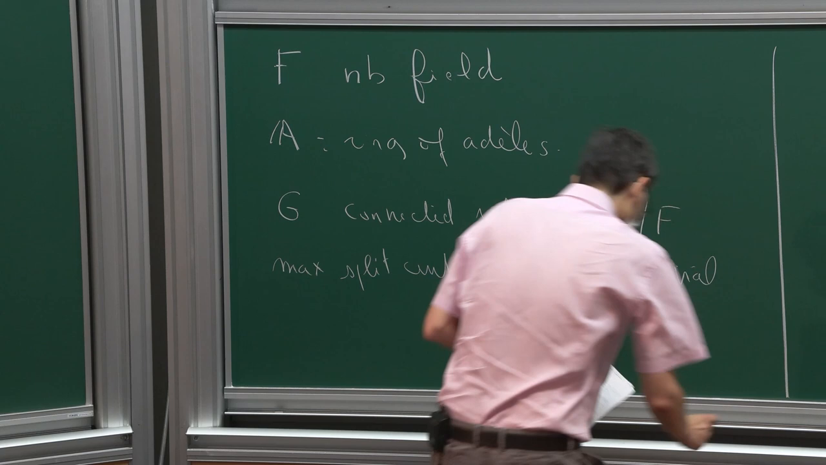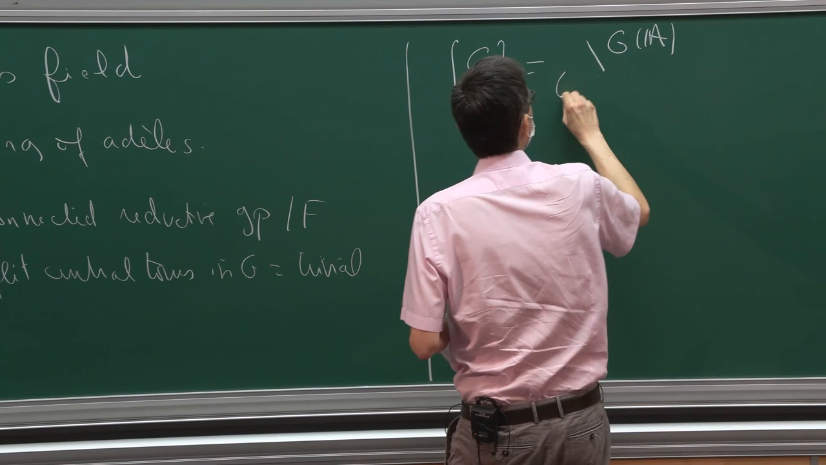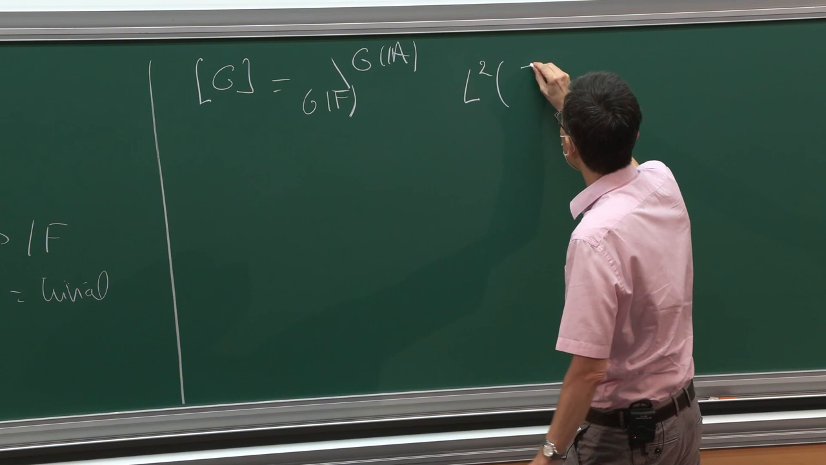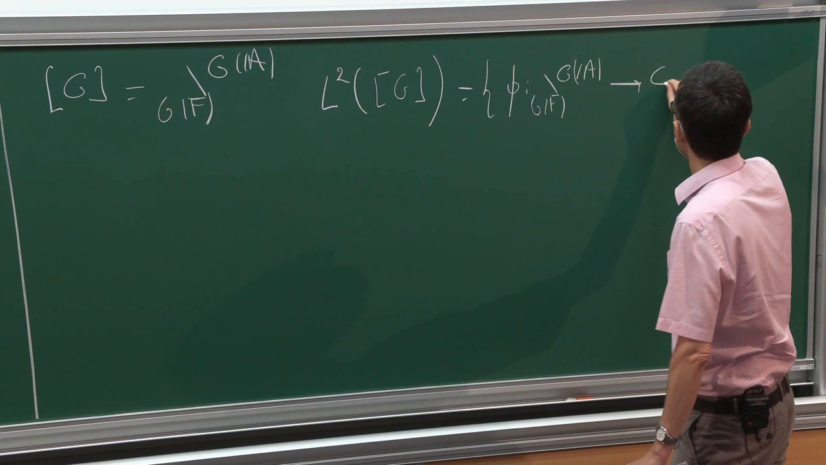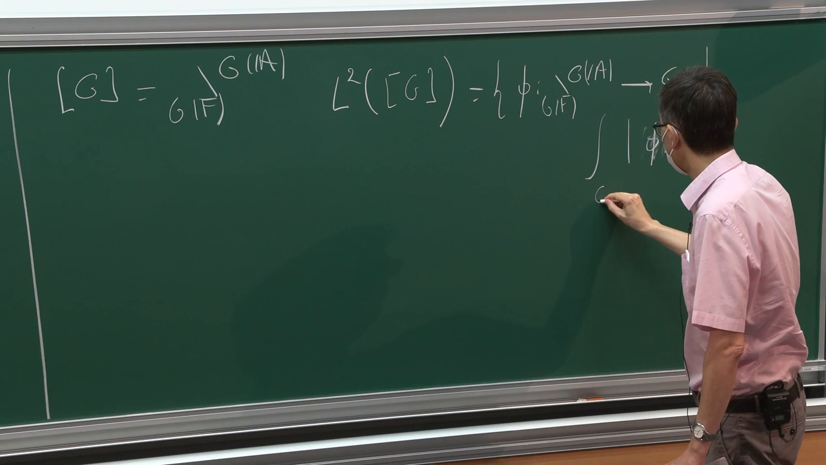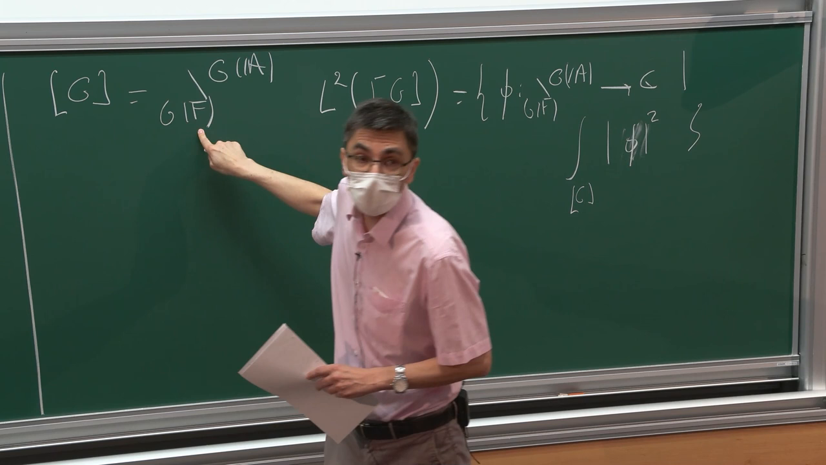So I will denote by [G] the quotient of the adelic points of G by the rational points, and as in Sophie's talk, I will introduce the space of square integrable functions on [G]. So this is a space of complex functions phi such that the square modulus of phi is convergent, integrated over [G] for some Haar measure on G(A), and we take the quotient of the Haar measure by the counting measure on G(F).